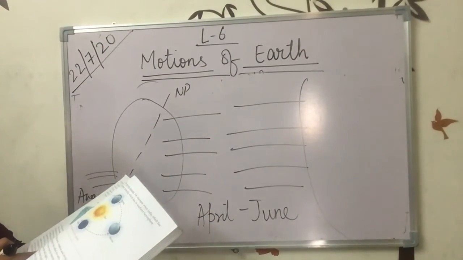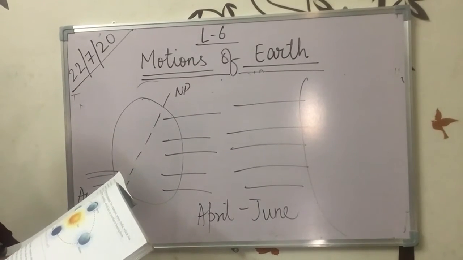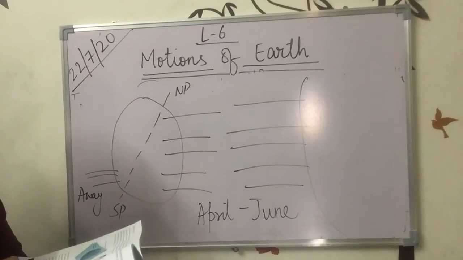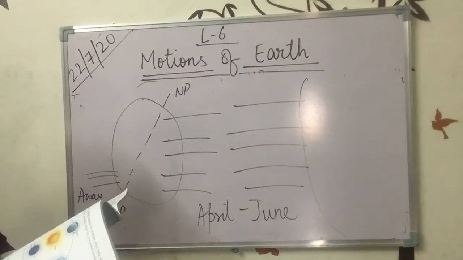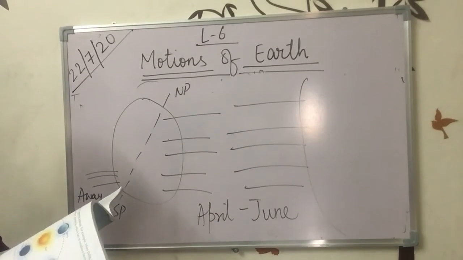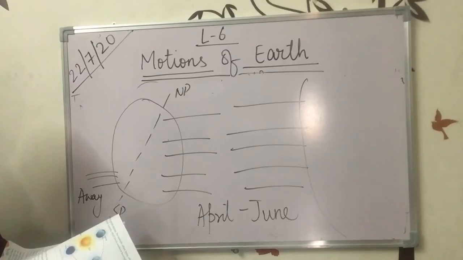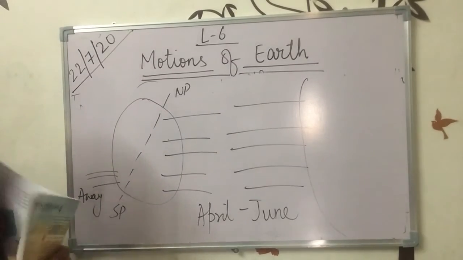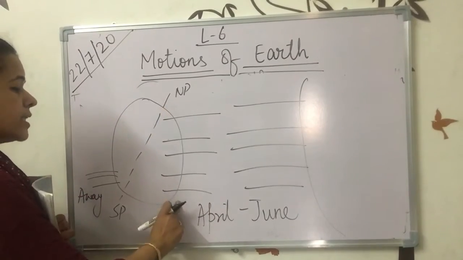Now what is happening? The northern hemisphere receives direct rays from the sun and it has longer hours of sunlight, hence the days are longer. Obviously we all know that in the summer time the days are longer and the nights are small. The opposite happens in the southern hemisphere, which is tilted away from the sun. This is away from the sun, so the days are short and the sun rises and sets early. Here the direct sunlight is falling, so the days are longer and nights are short.